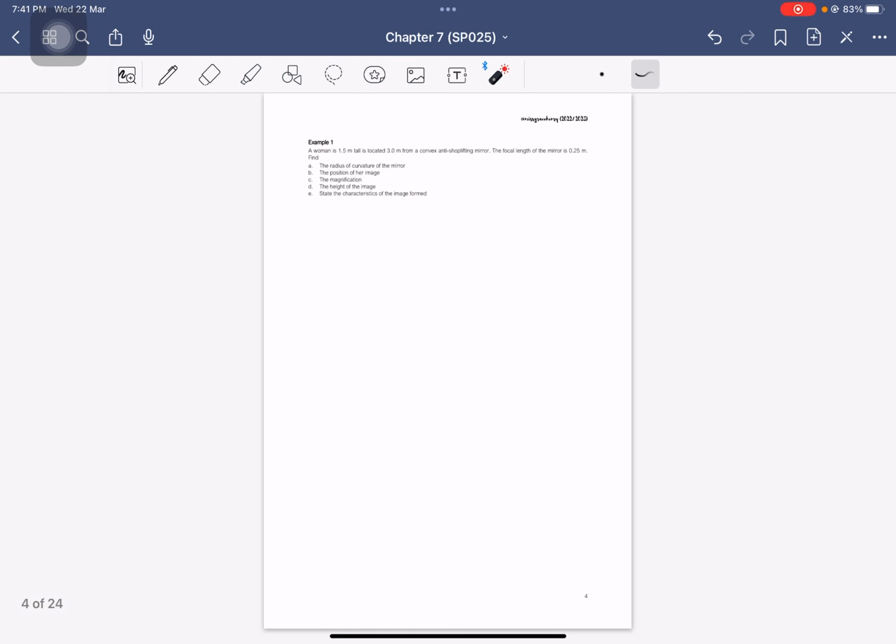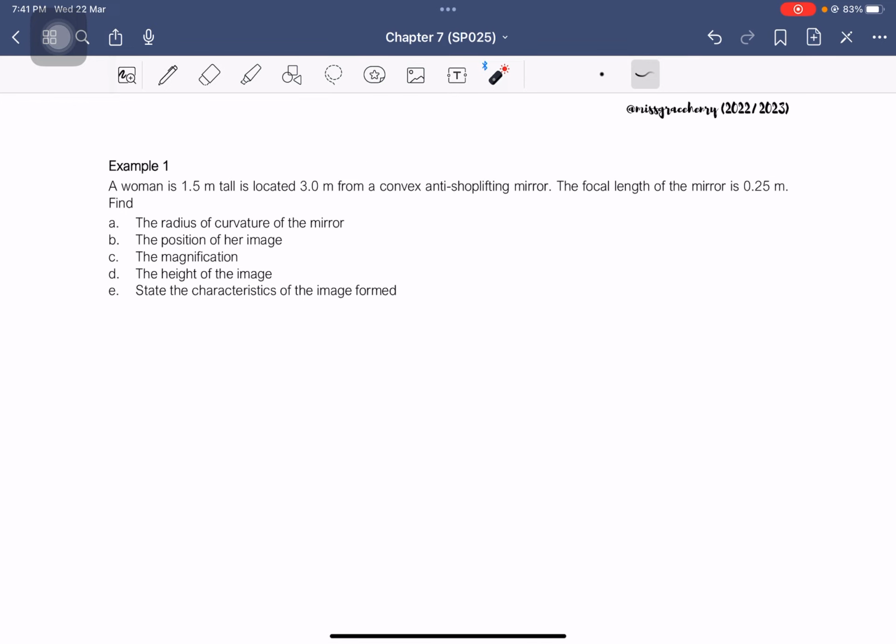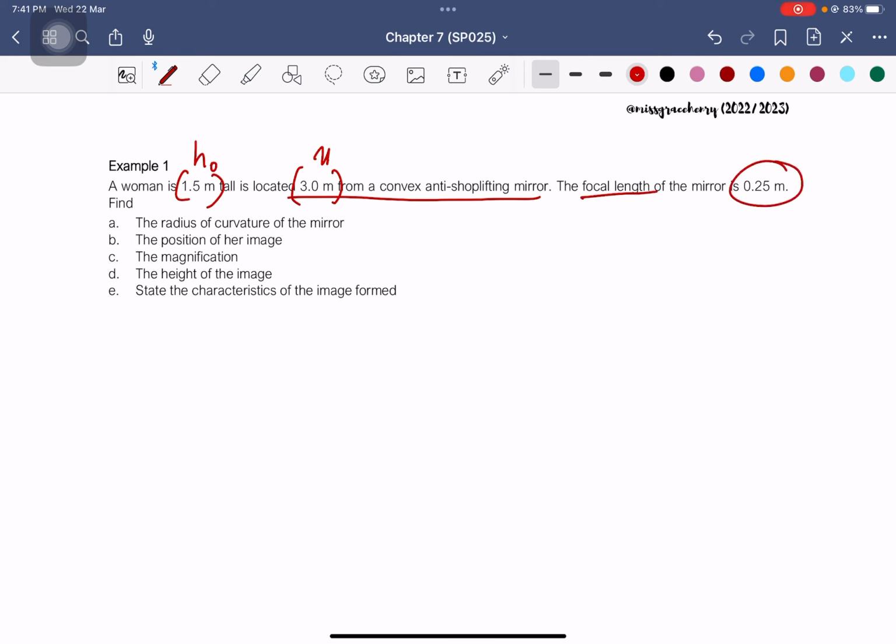Right, so let's look at an example here. We have a woman who is 1.5 meter tall. So this is the object, and this is the height of the object, located 3 meter from a convex anti-shoplifting mirror. This is our object distance from the mirror, so this is u. The focal length of the mirror is 0.25 meter. Since the question already tells us that the type of mirror is convex and the focal length is 0.25, we have to add a negative here because this is a convex mirror.